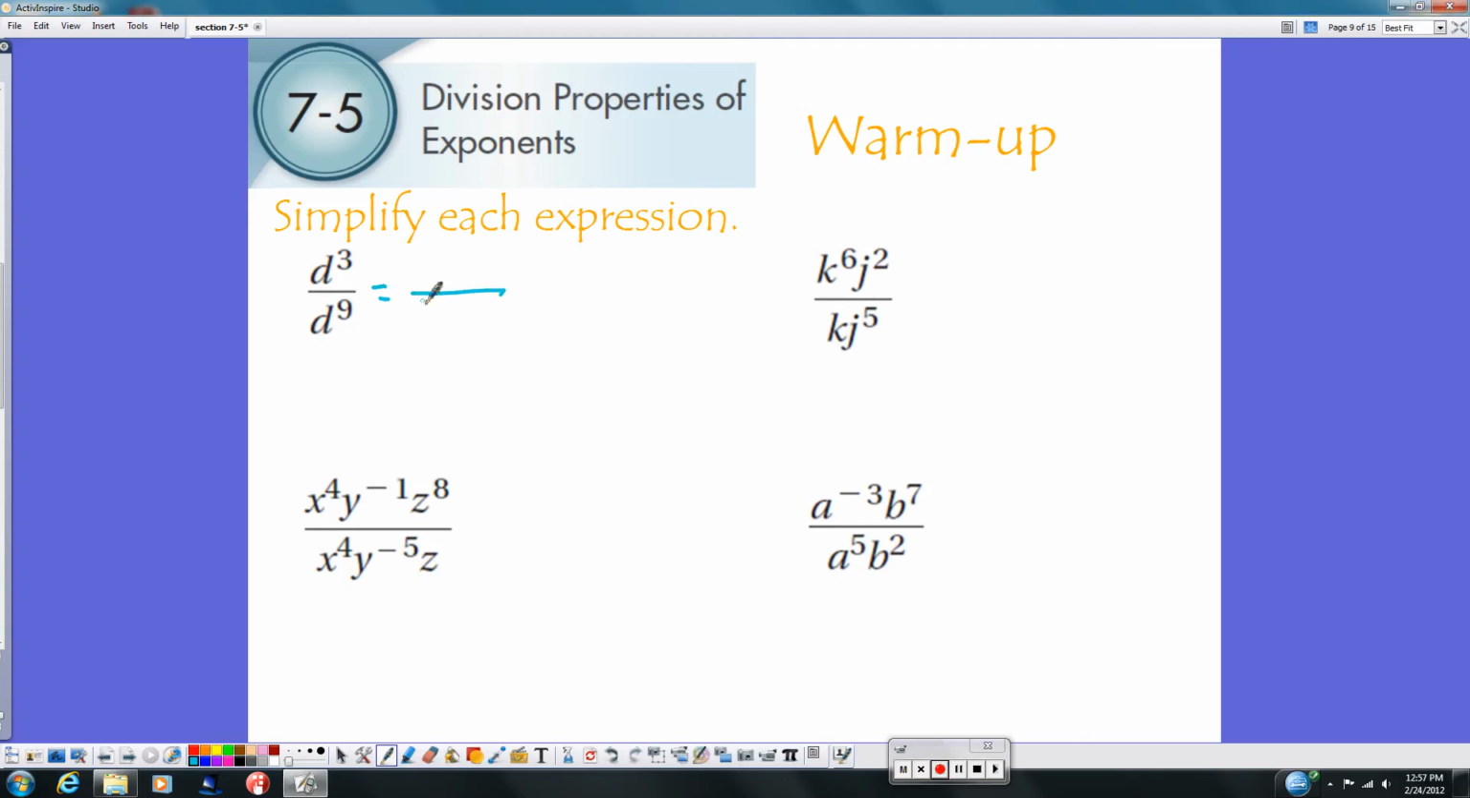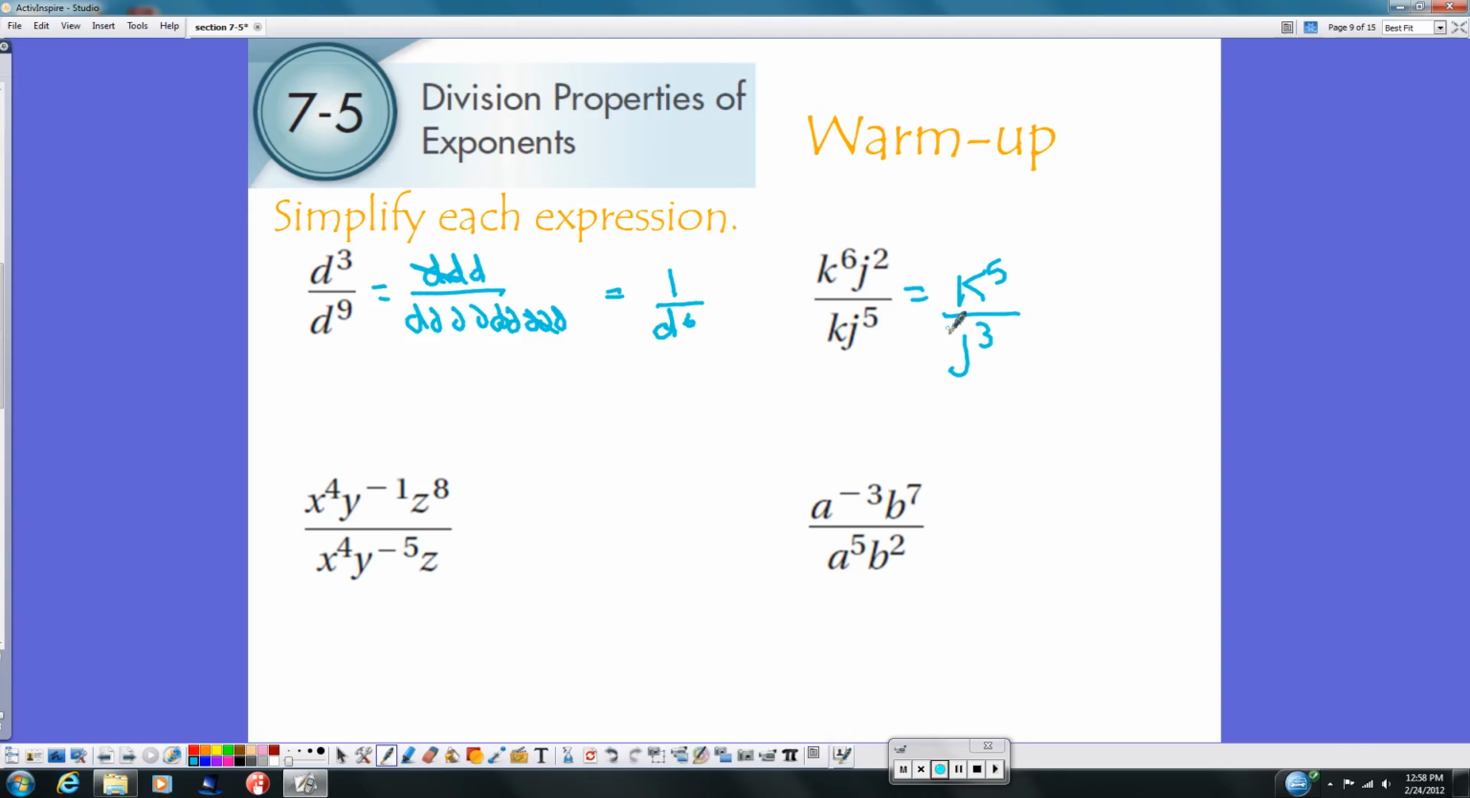In this problem here, I have 3 D's on top, 9 D's on the bottom. So the 3 D's that are on top are going to cancel with 3 of the D's on the bottom, leaving me with 6 D's on the bottom. So 1 over D to the 6th. In this one, I have 6 K's on top, 1 K on the bottom, so it's going to leave me with 5 K's on top. I have 2 J's on top, 5 J's on the bottom, so I'm going to be left with 3 J's on the bottom.